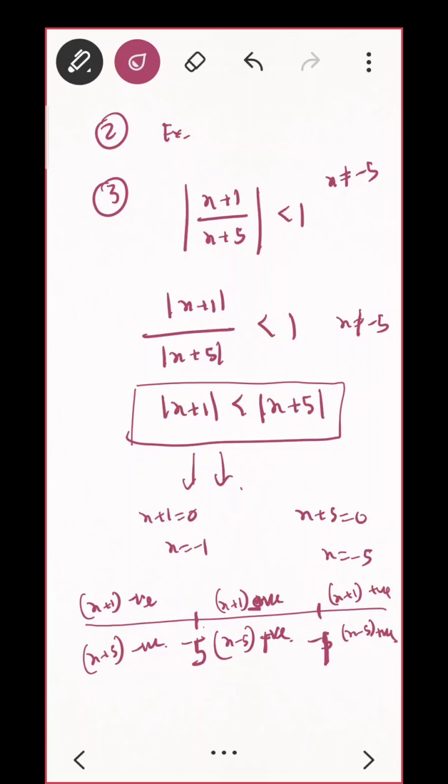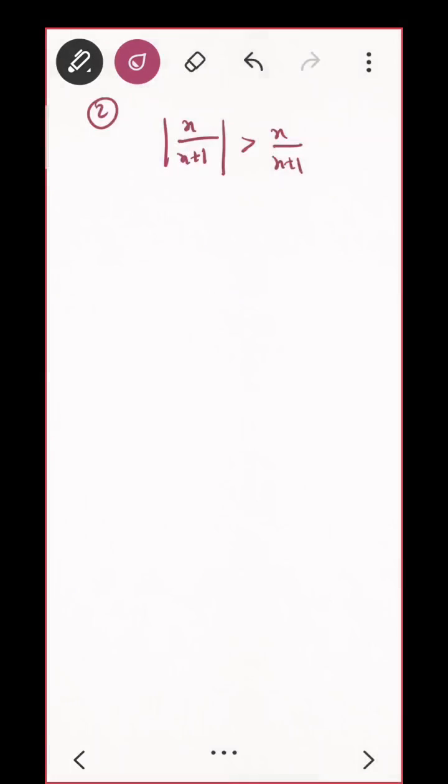Yeah. Okay. What about this question? Can you similarly think of it? What is the first step? What should I do? Can I write it as x upon x plus 1? It is greater than x upon x plus 1. Can I see that? And in the question it is given x is not equal to -1. Okay. Can I see that? Yes. Hello.